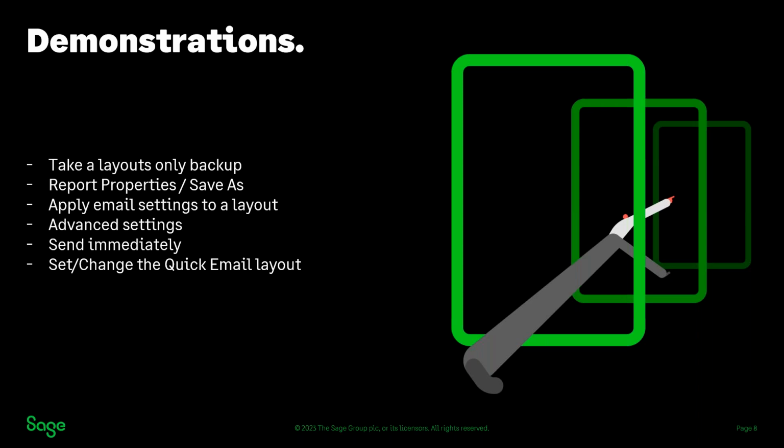But make sure you take that layouts only backup before you start making any changes. And also, once you're up and running, take another one. Don't overwrite the original, just take a separate one, give it a different file name. Remember to change the report properties if you want to change the description or the name of your specific layout. That was just report properties within the report designer.